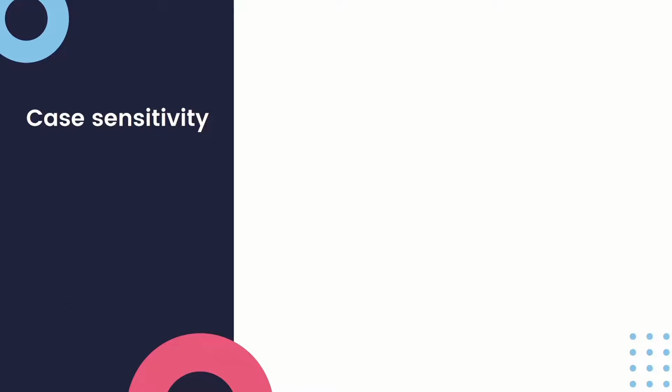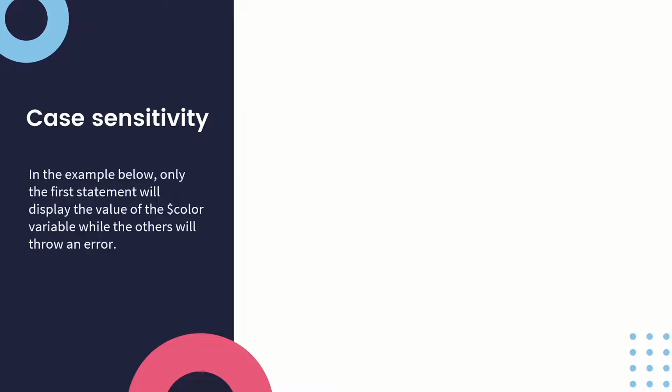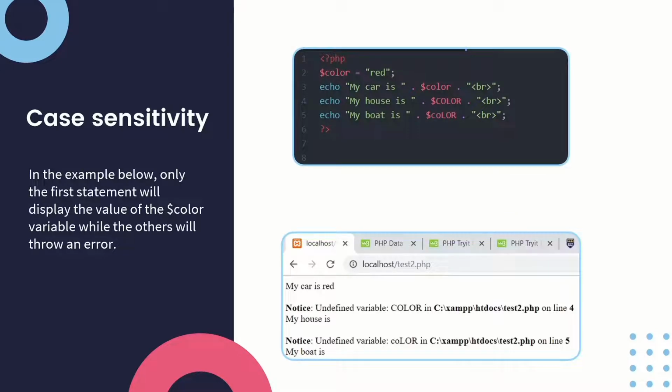Now, when it comes to variables, things work a bit differently. Remember, variables are case sensitive. In the following example over here, only the first statement will display the value of the variable called color, while the others will actually throw an error. So let's have a look at what's going on in the code over here.